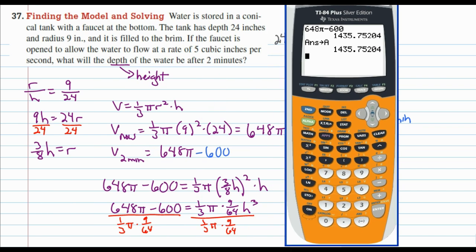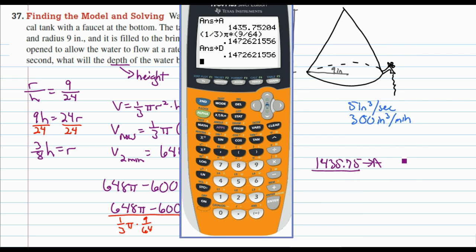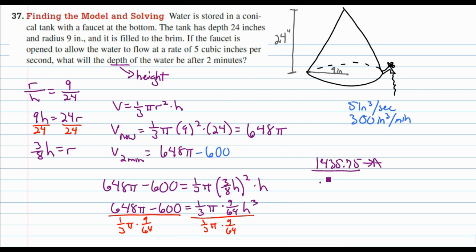The denominator is 1/3 times pi times 9/64. Hit enter. I'm going to store that as alpha B. Or actually I just picked D, so D it is. So that would be, what was that? 0.147, we'll just call it 0.15, and we stored that as D, and that equals h cubed.